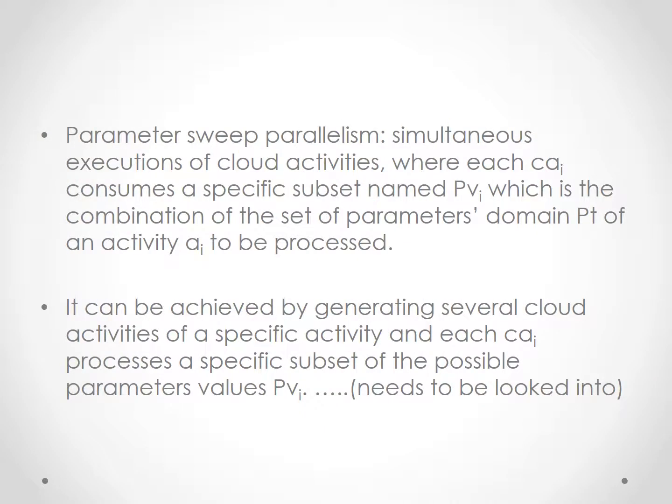Now, parameter sweep parallelism. What we mean by this is the simultaneous execution of cloud activities, where each cloud activity i consumes a specific subset named PVi, which is the combination of the set of parameters domain point of an activity Ai to be processed. It can be achieved by generating several cloud activities of a specific activity, and each cloud activity i processes a specific subset of the possible parameter values PVi.